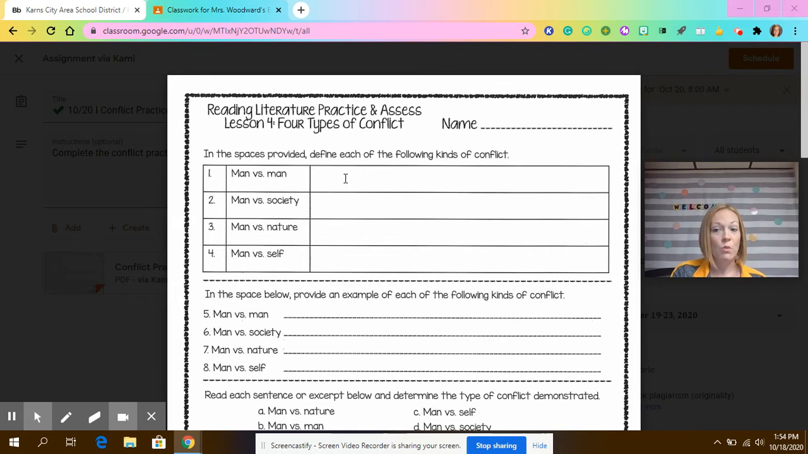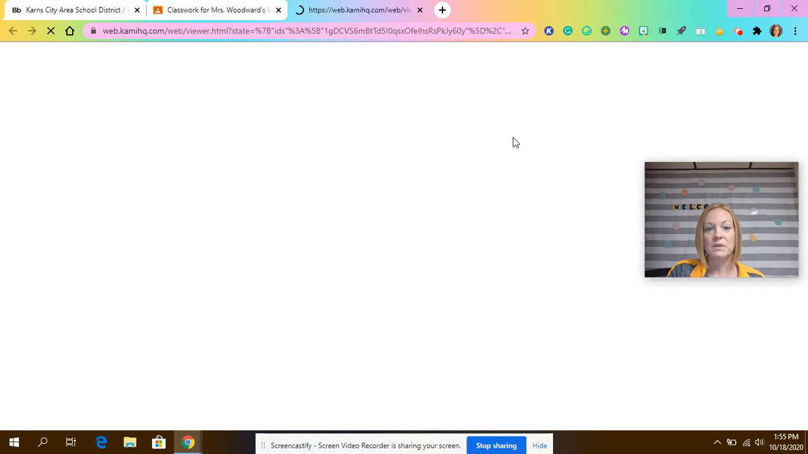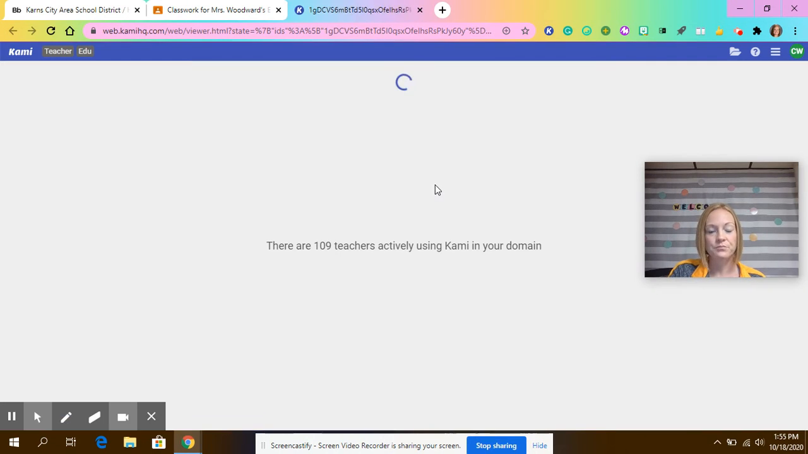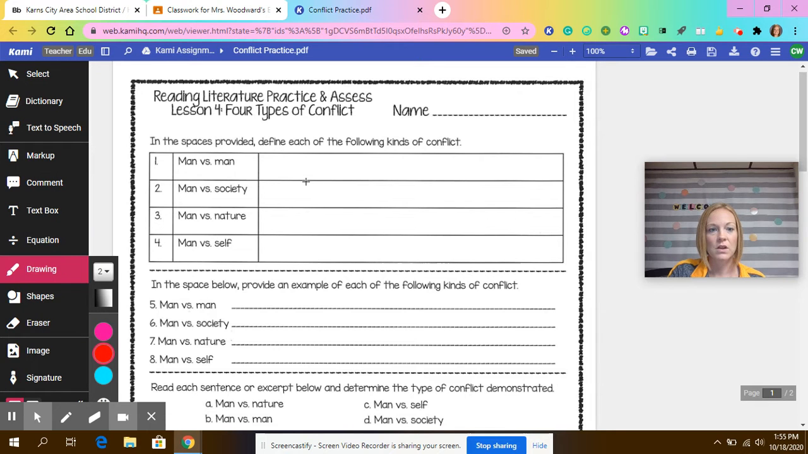You can go back to your Wordy Wednesday notebook and use those to help you so that way you have a definition. You will make sure that you open this up with Cami. So if I go ahead and do that. Again, you're just going to put your text in here. You're going to go ahead and define those four types of conflict.